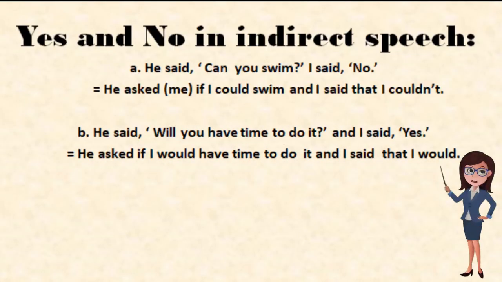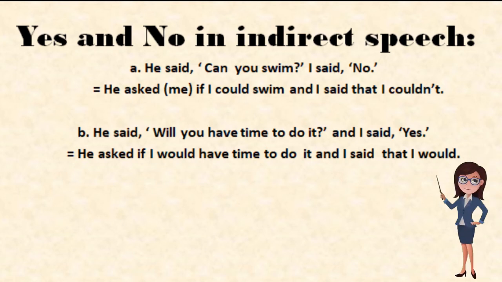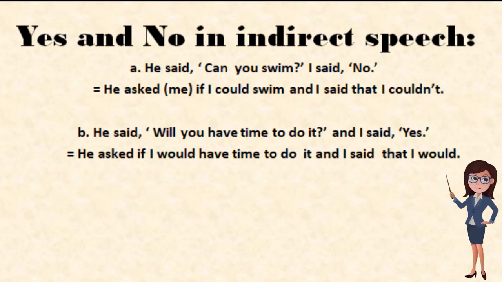We have talked about exclamation before, and now it's our time to discuss yes and no in indirect speech. Well, I have an example here. Number 1, "He said, can you swim?" I said no. In indirect speech, it becomes, "He asked me if I could swim and I said that I couldn't." Number 2, "He said, will you have time to do it?" And I said yes. In indirect speech, it becomes, "He asked if I would have time to do it, and I said that I would."